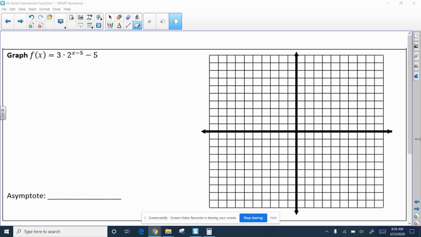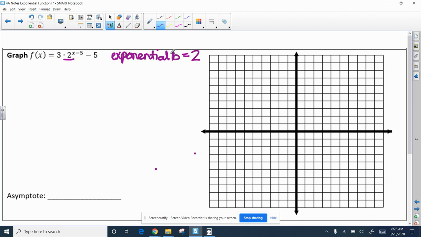Let's do another example. So this time we're trying to graph f of x equals 3 times 2 to the x minus 5. So again, this is exponential, and the base is 2. So first, to graph, we need to find our parent function. Our parent function here is f of x equals 2 to the x power.